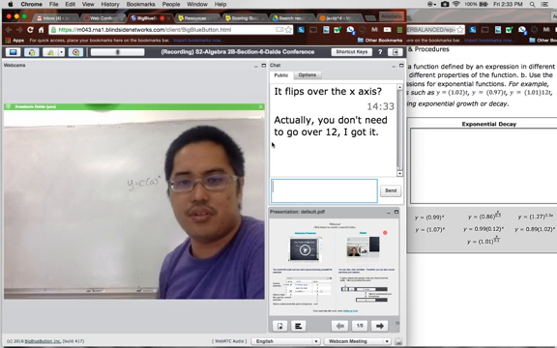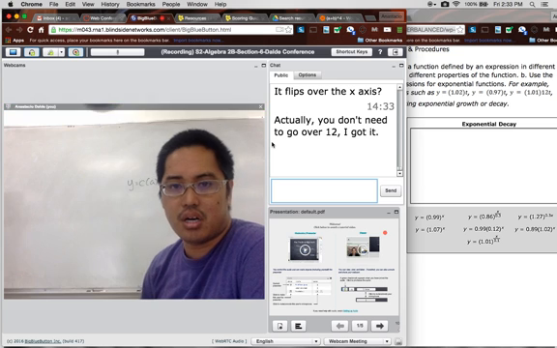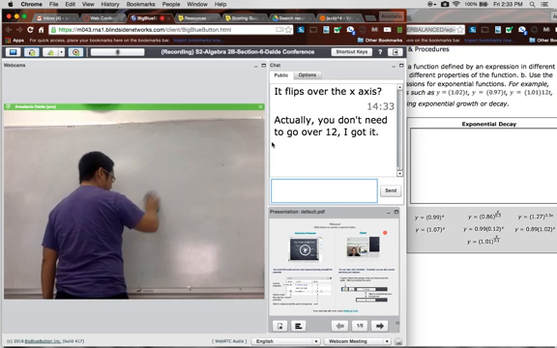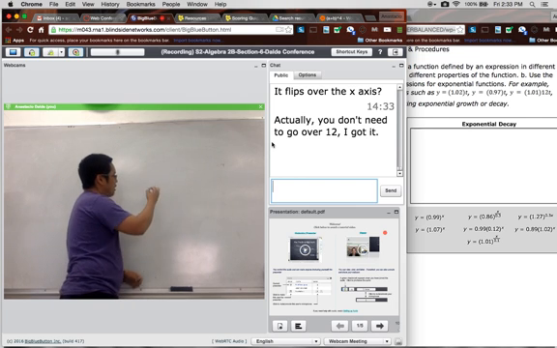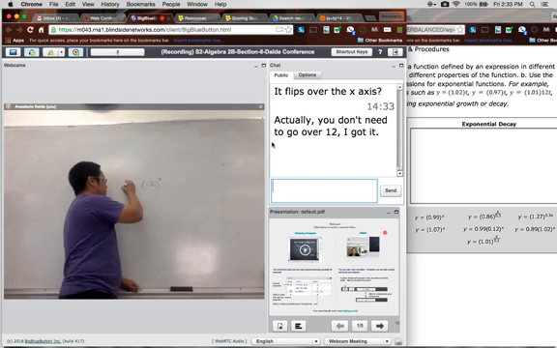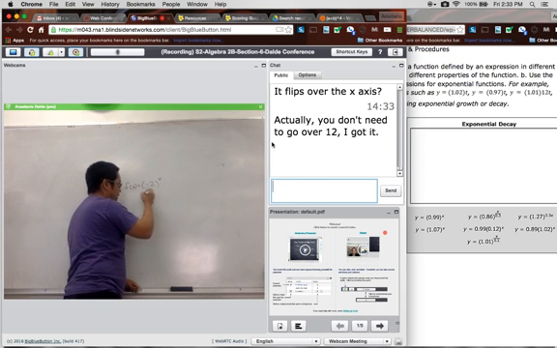Cool. To answer Sophia's question, what happens if a is negative? Let's try that. Negative 2 to the x power. Let's make a table.